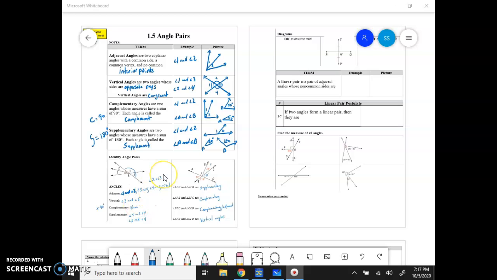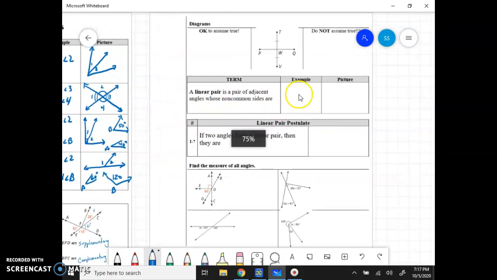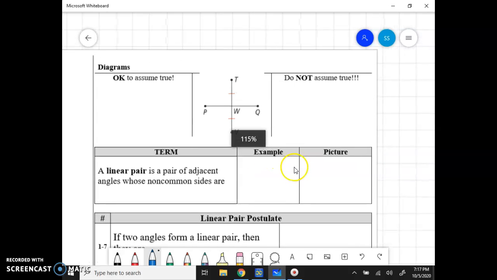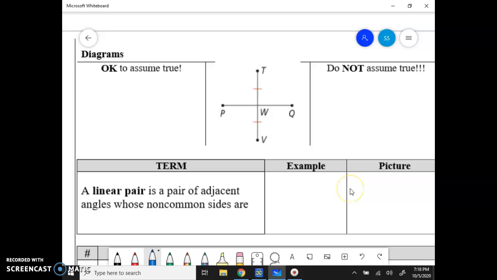Okay, here we go. Geometry 1.5 angle pairs. We're going to be starting on the second page of notes today, looking at diagrams and what we can assume to be true and what we cannot. All right, let's start with what we know is true, as indicated by this diagram here. We've got these two lines here, and those indicate that segment TW is congruent with segment WV.